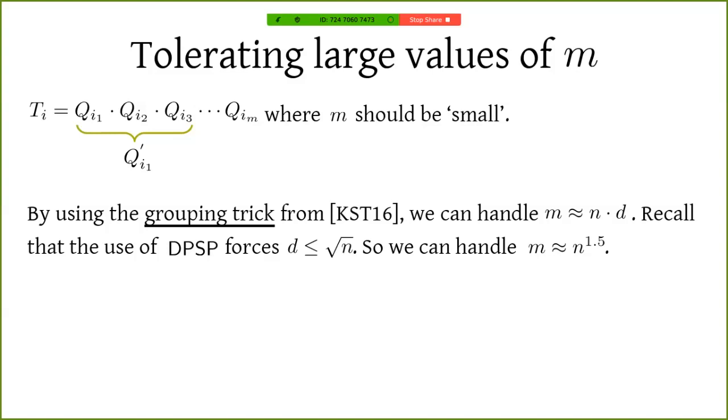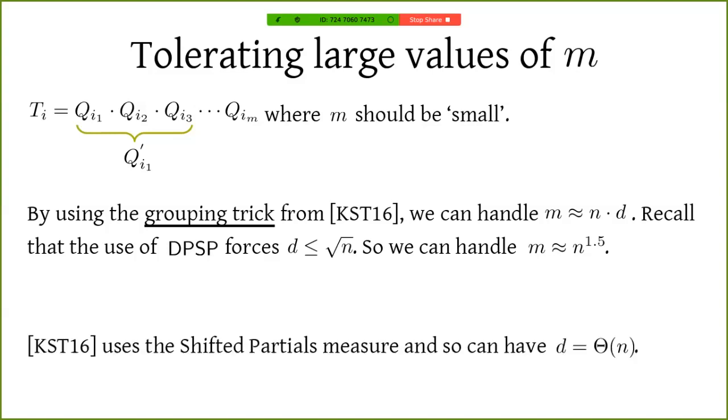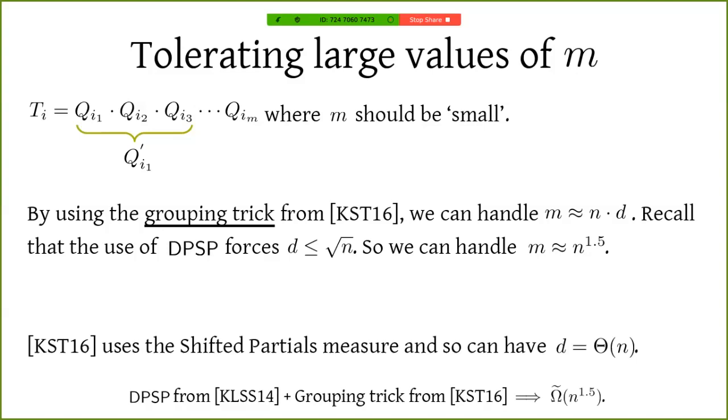Here I would like to recall that the use of the DPSP measure forces d to be less than or equal to square root n, and so we are able to handle m, which is roughly equal to n raised to 1.5. In the work of Kayal, Saha and Tavenis, they were able to handle d equals theta n because of the use of the shifted partials measure. So by using the DPSP measure from the work of Kayal, Limaye, Saha and Srinivasan, and the grouping trick from the work of Kayal, Saha and Tavenis, we get a lower bound of omega tilde n raised to 1.5 on the number of edges of a depth 4 circuit.